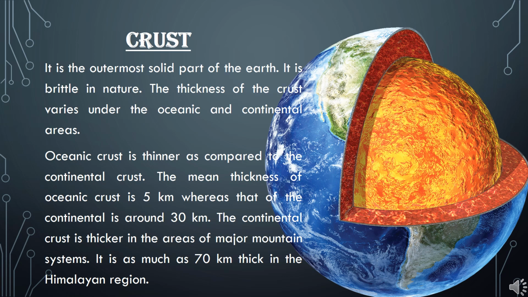The mean thickness of oceanic crust is 5 km, whereas that of the continental crust is around 30 km. The continental crust is thicker in the areas of major mountain systems. It is as much as 70 km thick in the Himalayan region.